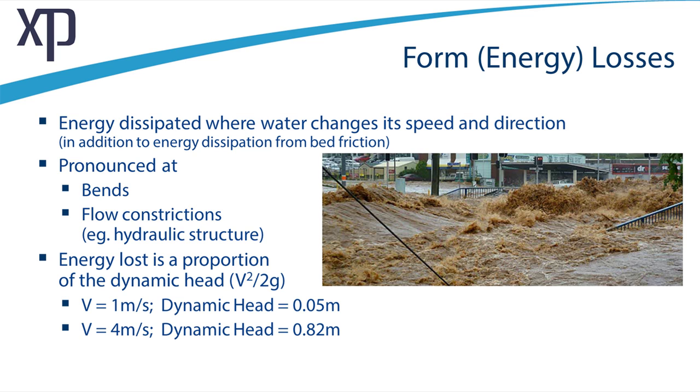Generally speaking, the energy lost is a proportion of the kinetic energy component, and it's very dependent on the speed of the water as it changes, speeds up then slows down. If your velocity through a structure is only 1 meter per second, you've really only got about 5 centimeters of dynamic head that you can lose. If it's 4 meters per second, however, the kinetic energy being proportional to V squared, you've got nearly a meter of water, 0.82 meters of water of kinetic energy that could be potentially dissipated.